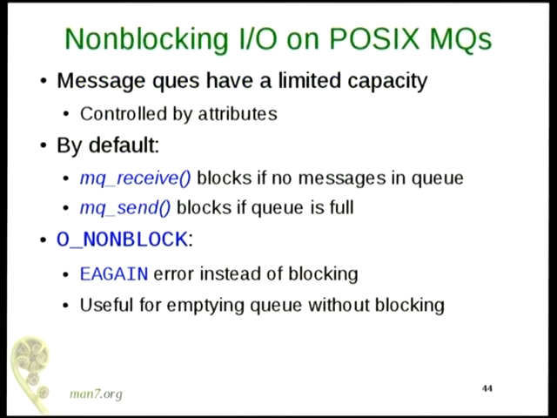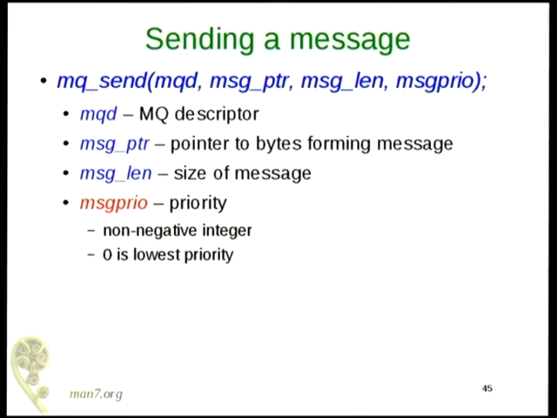Sending, okay, to send a message, you give it a queue descriptor, a pointer to your message, the length of the message, and the priority for that message. All of that I think is fairly straightforward. 0 is the lowest priority. Anything greater than 0 is a higher priority.